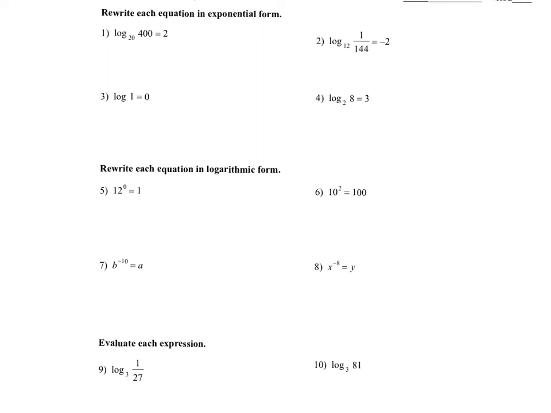All right, we're going to start off here with some review from our previous lesson. So we're going to switch these to exponential form. So remember, the exponential form should always be the base to some power equals some other number. And so remember that the base of the log becomes the base of the exponent. That's our b. It gets a new partner, so this time it's going to be with 2. And then the 400, which was inside the log, is now over here by itself.